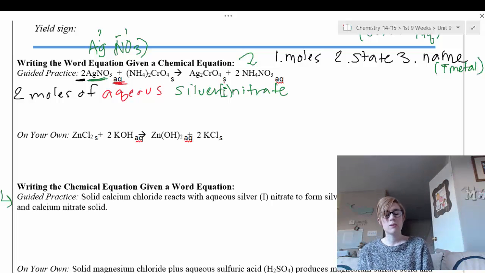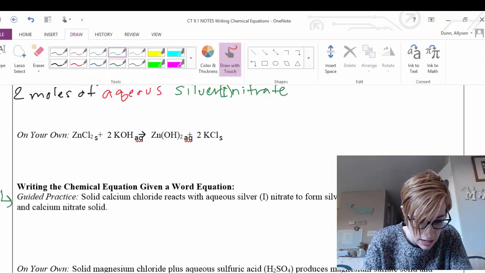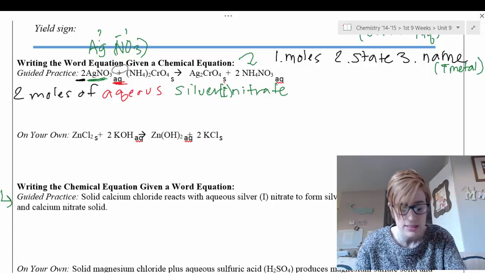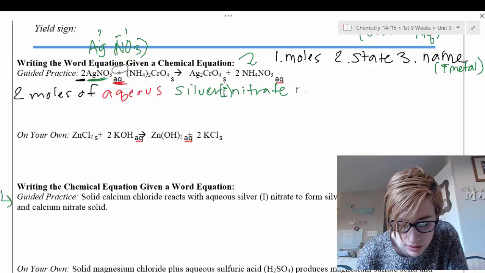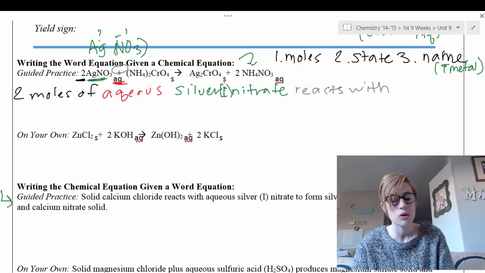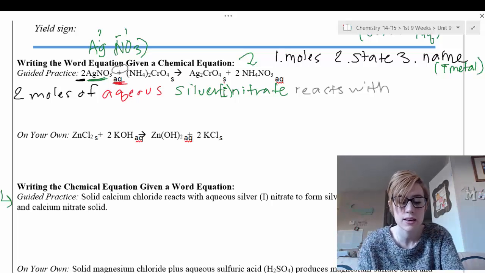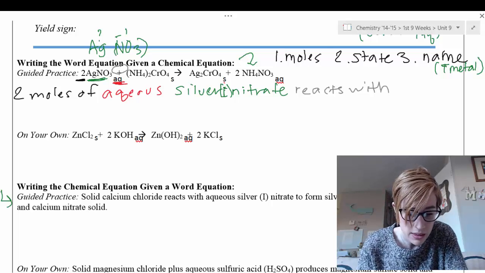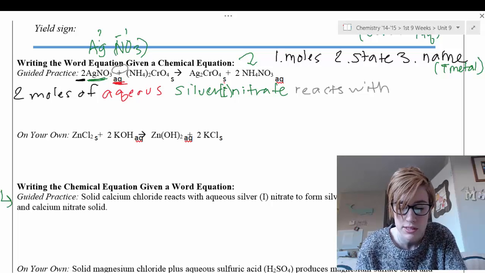Okay, now I come to a sign. Anytime you come to the plus sign on the reactant side, I have to write that out in words. The plus sign on the reactant side means reacts with, and so I'm going to write reacts with here. So far I have 2 moles of aqueous silver 1 nitrate reacts with. Now I'm going to begin my method all over again. Anytime you come to a new compound, you have to begin this method: moles, state, and name.